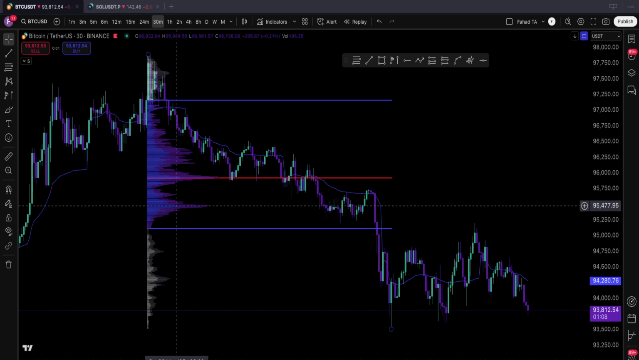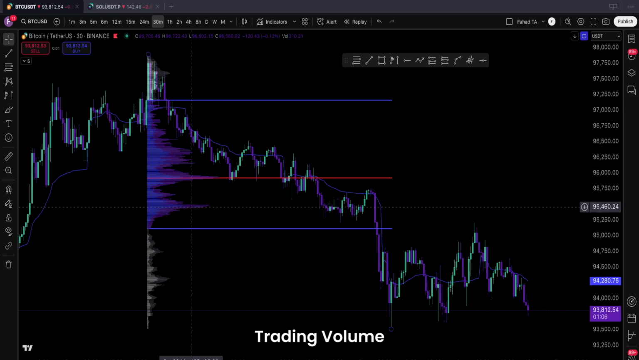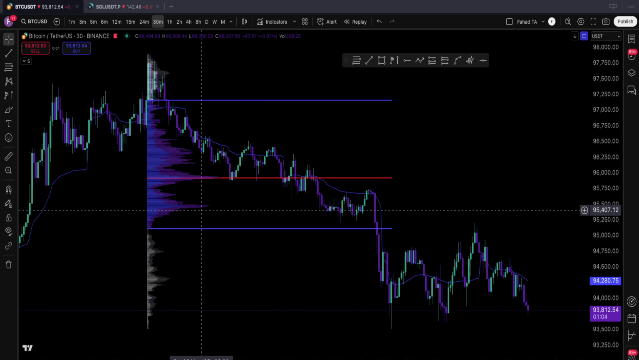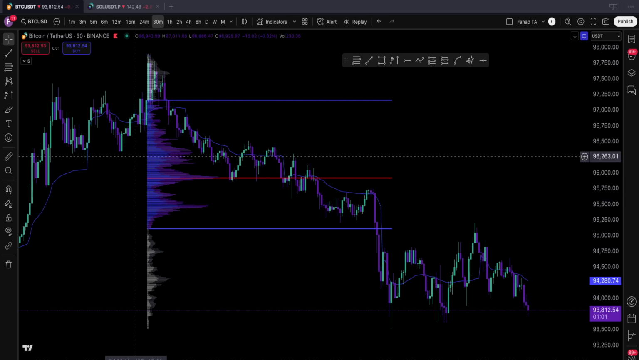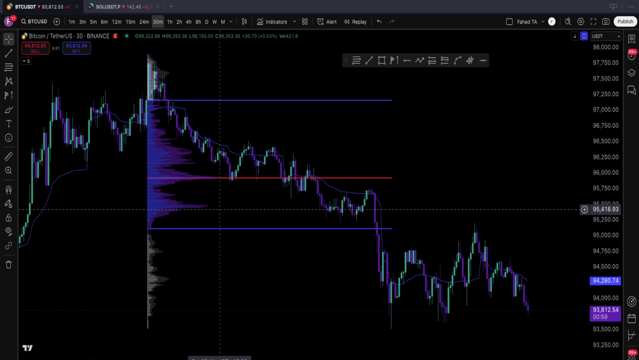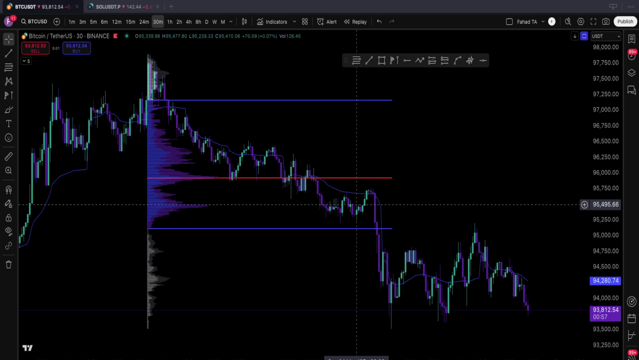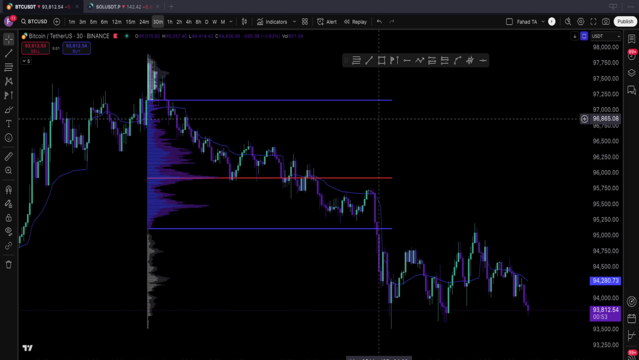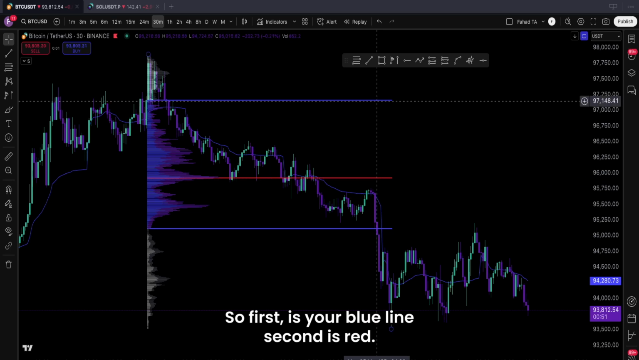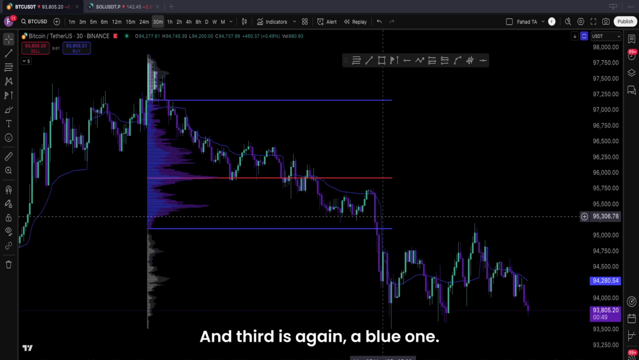All of these spikes that you are seeing are nothing else but trading volume. So where there is a spike which is going a bit higher compared to other spikes, it shows that there was a lot of trading going on at this particular price. All right. So now you can also spot that there are three different levels. First is your blue line, second is your red, and third is again a blue one.